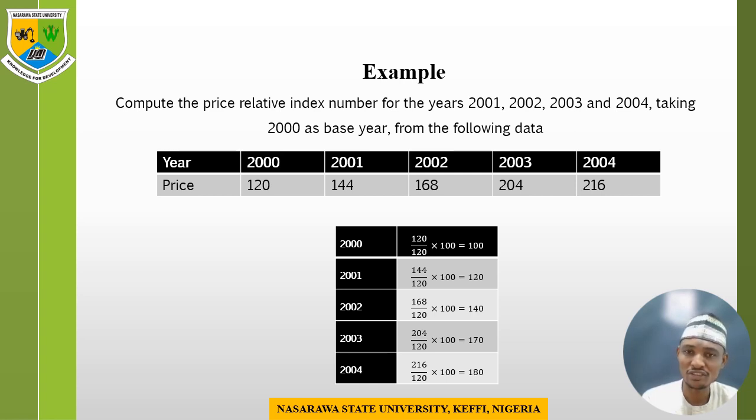The same case implies that 2002 has 140. That is, there is a 40% increase. 2003 will have a 70% increase, and 2004 will have an 80% increase.